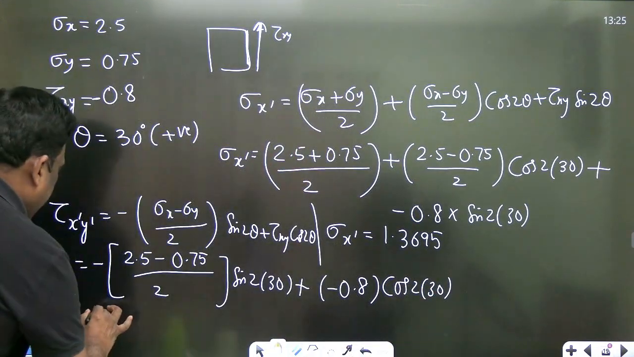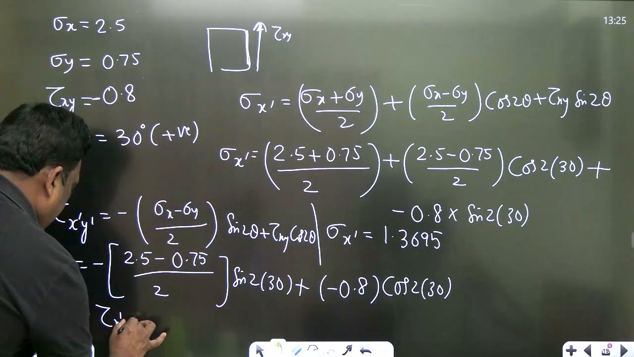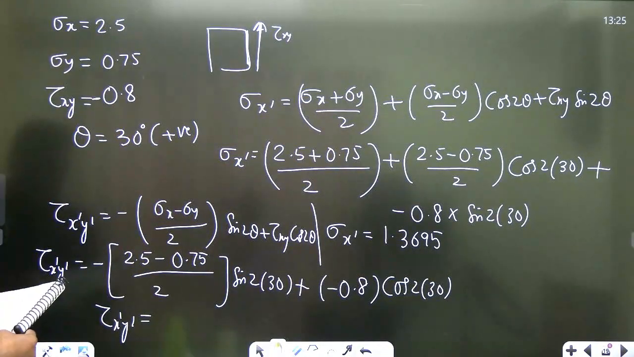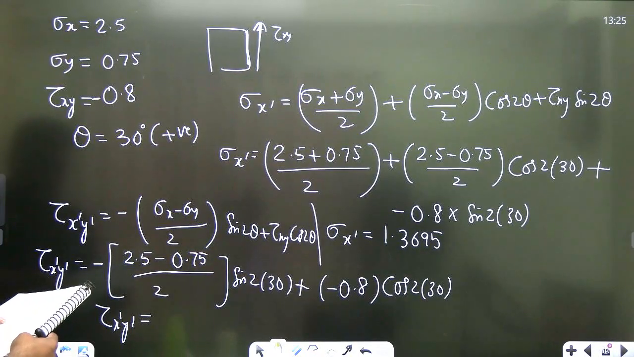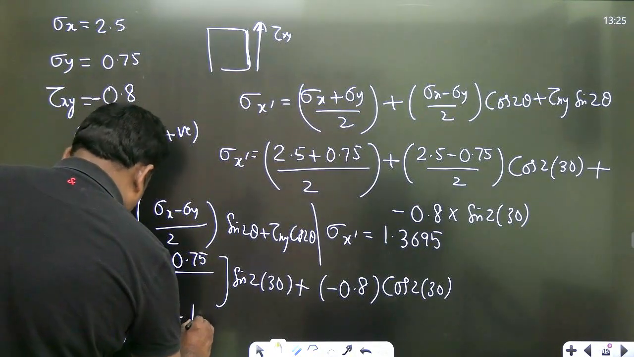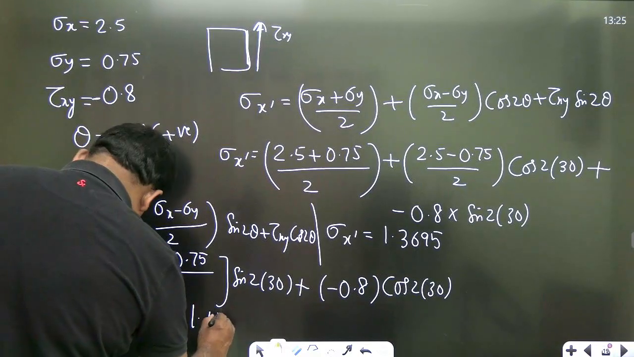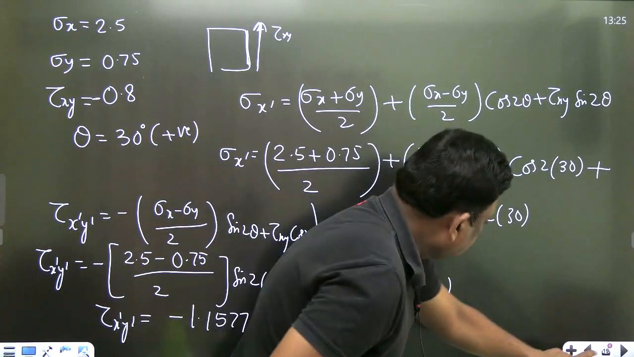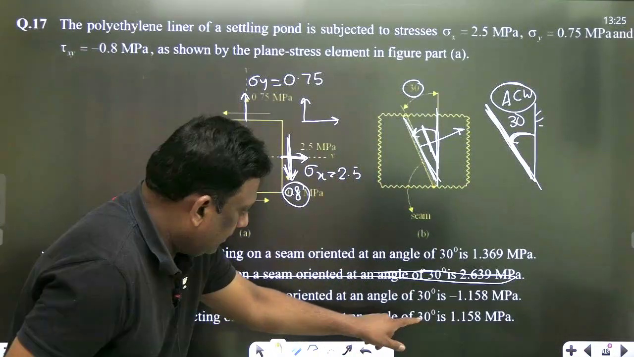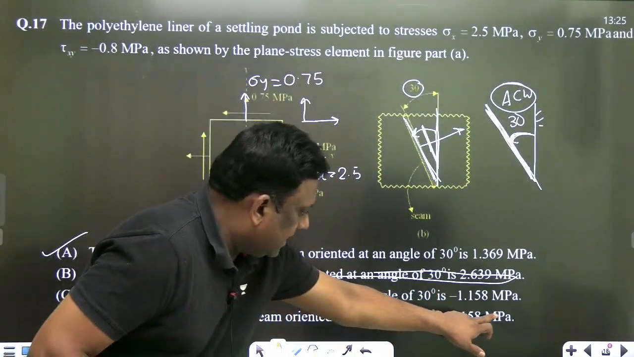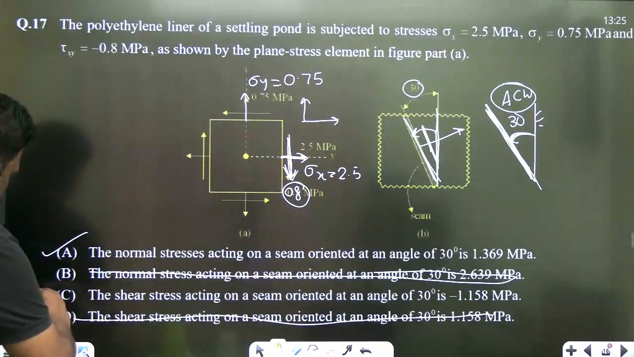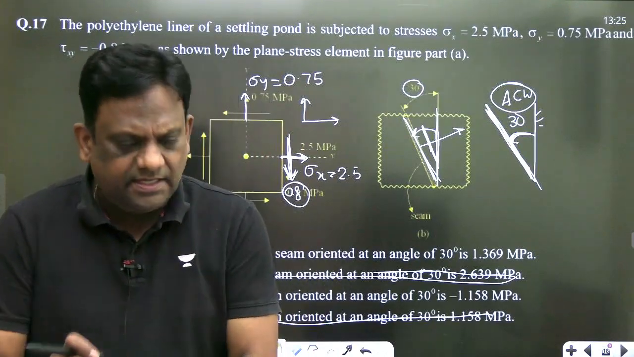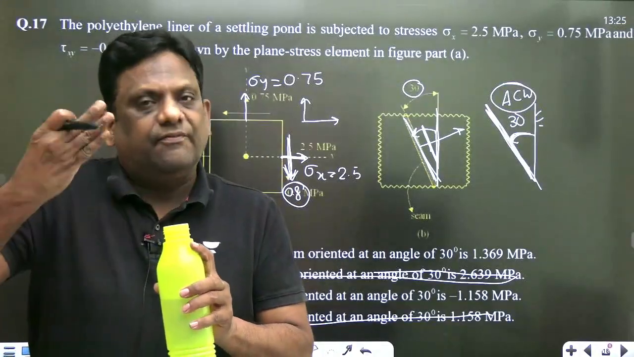If I calculate this, let me check, sirs. I won't waste your time. Minus of (2.5 minus 0.75) by 2 sin 60, minus 0.8 cos 60. So this comes to minus 1.1577. This is the shear stress. Yes, it is minus; the plus is wrong, sir. So the options are A and C. So the answer for the first one is A and C. It is a straightforward question. Now we will look at some tougher questions.